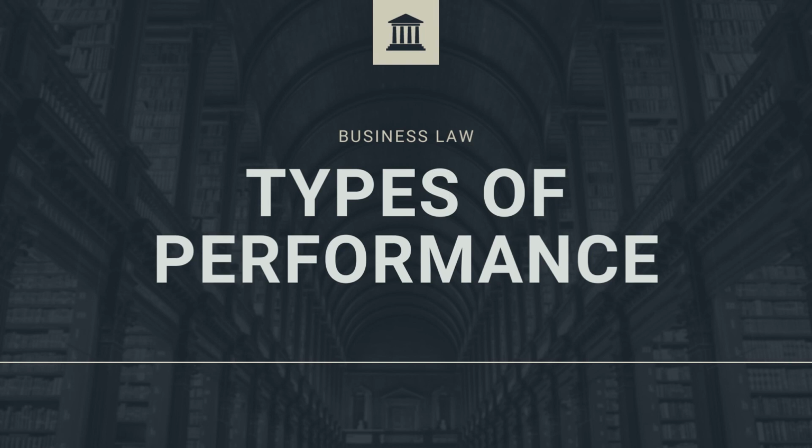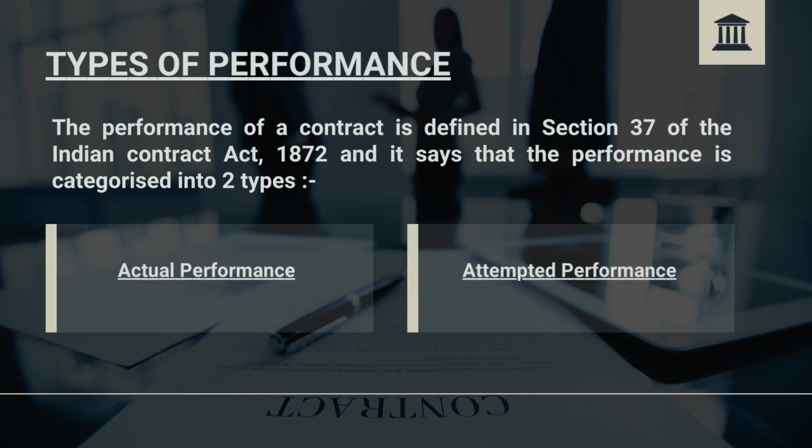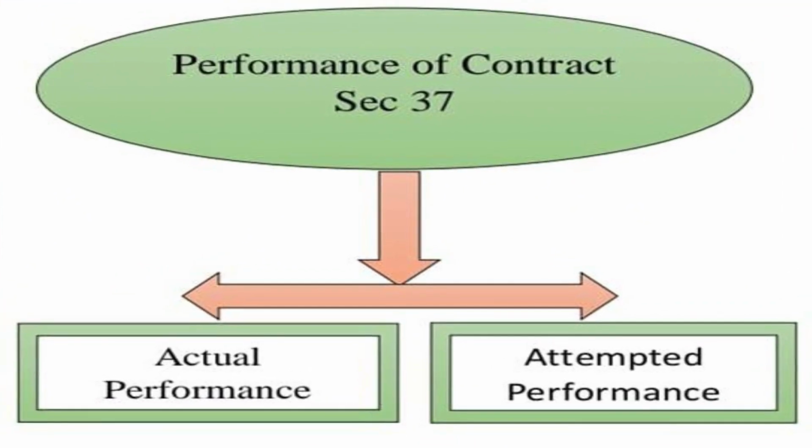So now we are going to discuss the types of performance. What are the various types of performance? Dear viewers, the performance of contract is defined in section 37 of the Indian Contract Act, and it says that the performance is categorized into two types. One is actual performance and another one is attempted performance. The question arises, what is an actual performance and what is an attempted performance?